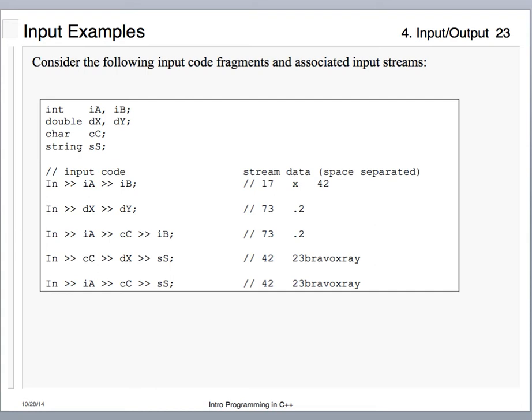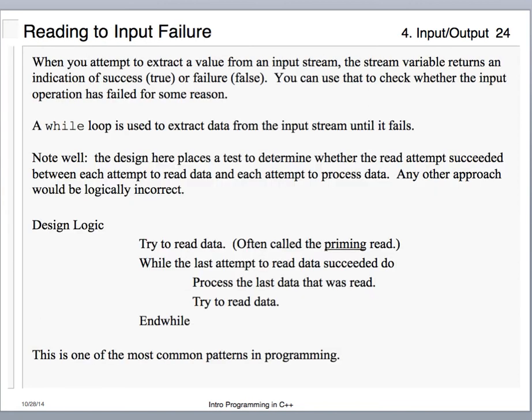And then for the string, we would get the 2-3 Bravo X-ray, which would certainly satisfy the string. In the next example, very similarly, the integer would capture the 42, followed by the character, which would capture the 2, because remember, it's a single character, and then 3 Bravo X-ray would satisfy the string. So again, maybe not what we expected to get from this input string, but it certainly would satisfy the request. So what happens when there's a failure?